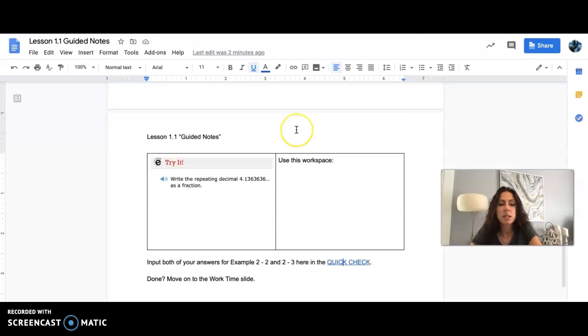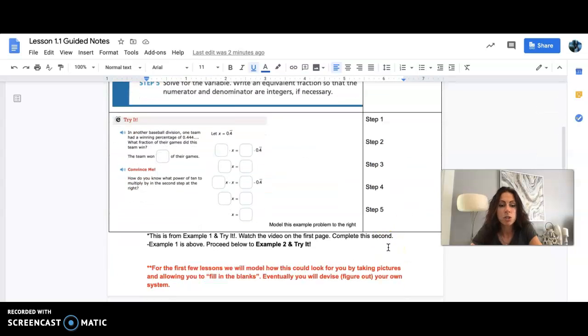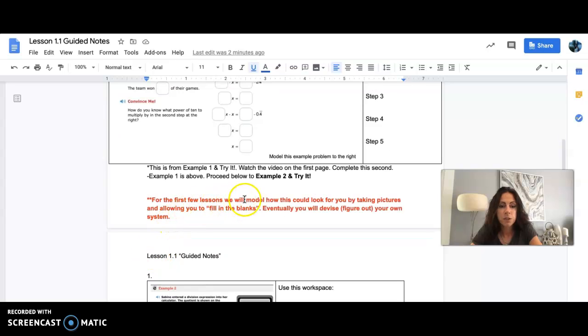All right, so this was an example of modified notes. Again, I said you could print it out or you could type in it. Do note that for the first few lessons, we will model how this could look for you by taking pictures and allowing you to fill in the blanks. Eventually you will devise or figure out your own system, okay? So definitely pay attention to your science class because they're going to be working with you a lot on how to take notes. If you like one of their ways to take notes and you can apply it to your math, or you already have a great way of taking notes, use that way, okay? This is just an example. You don't have to use it. We just want to give you as much structure and tools to help support you so you can feel successful.